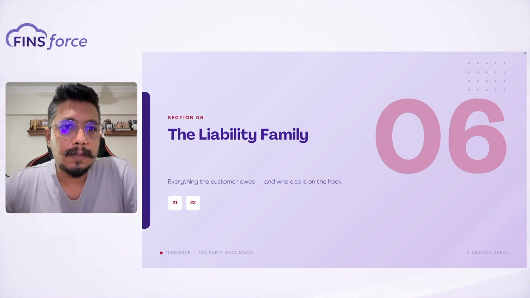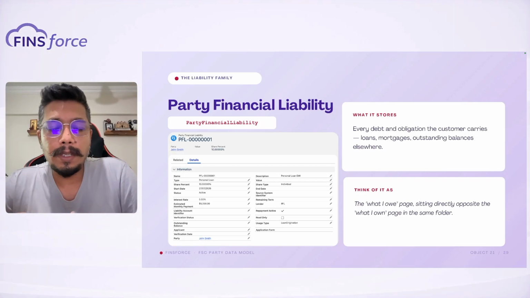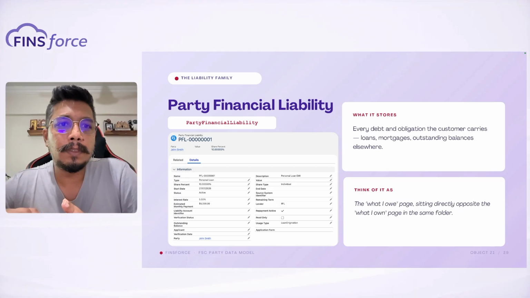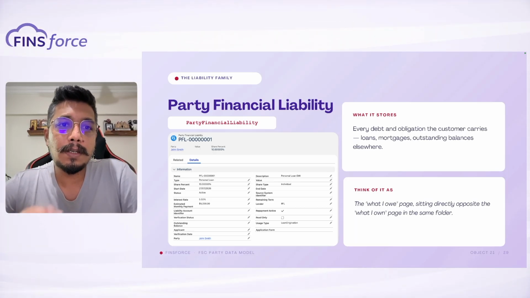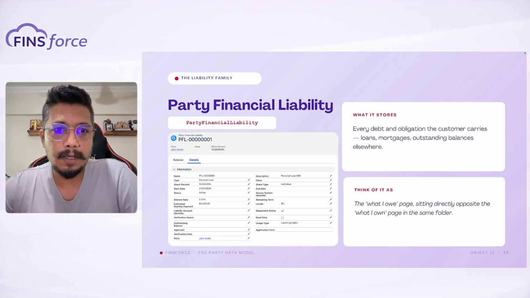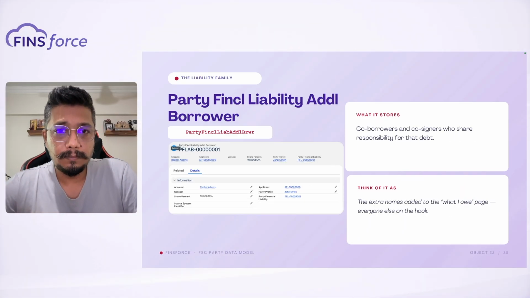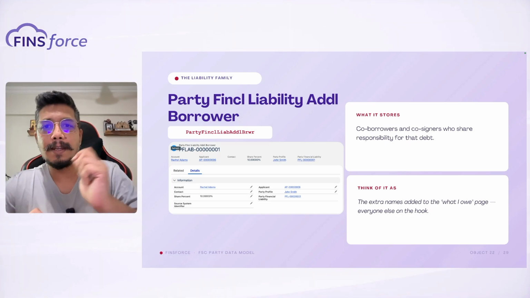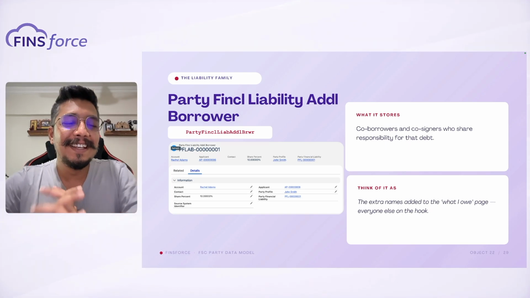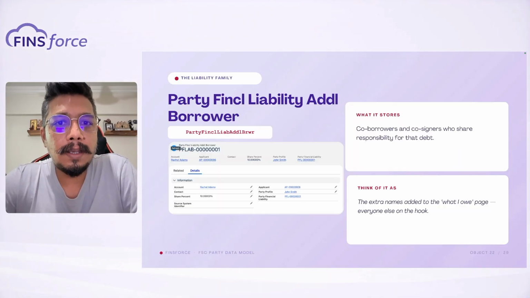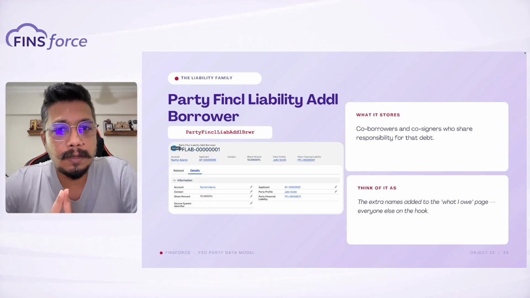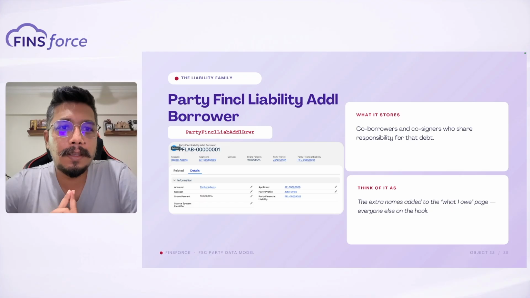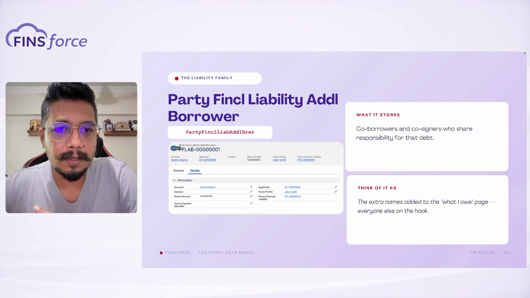6 is the liabilities. This is money out. We can say that liabilities are the obligations you have, like rent, EMI, credit card payment. If you have those, that information is going to be stored in party financial liabilities. Now we have party financial liability additional borrower. So if you have any financial liability and there is an additional borrower on that, that information is going to be stored in this party financial liability additional borrower object.